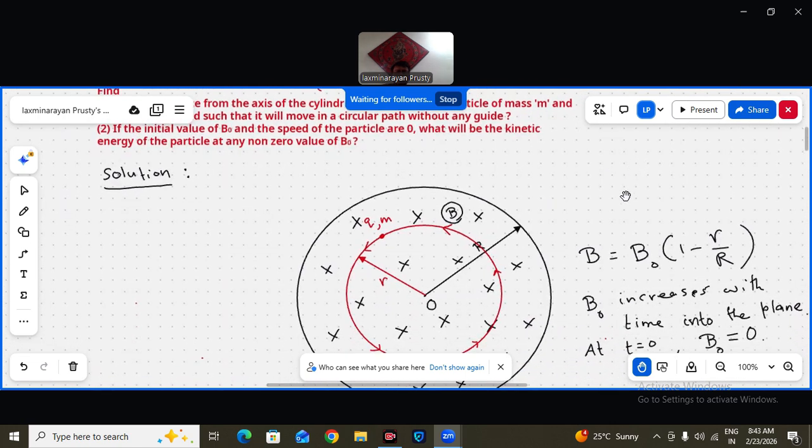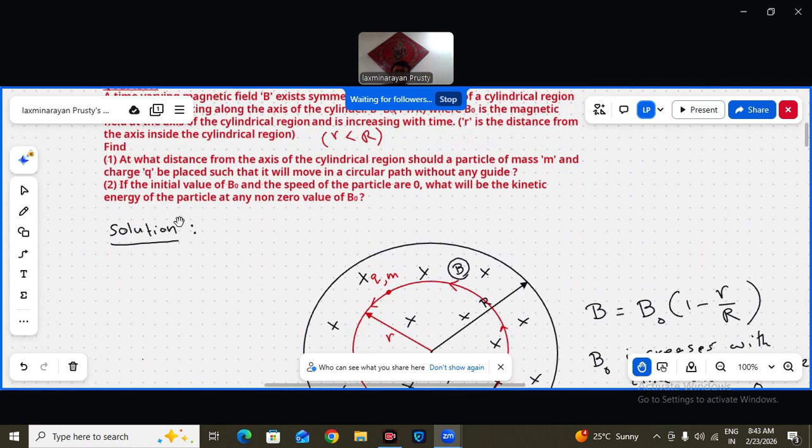Then question 2 is, if the initial values of B naught and the speed of the particle are 0, that is, at time t equal to 0, B naught is 0 as well as the speed is 0, meaning it is placed at this point. What will be the kinetic energy of the particle at any non-zero value of B naught? B will be increasing, so at some other non-zero value of B naught, what is the kinetic energy? That's what the question is about.